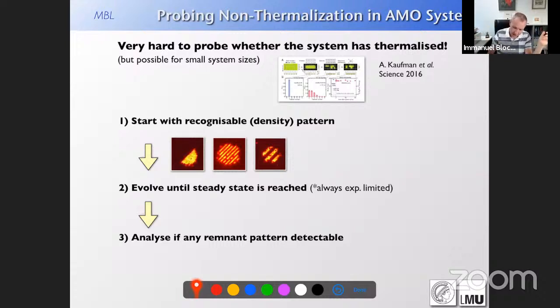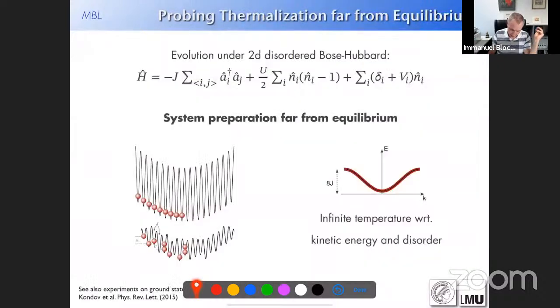Tomorrow, we're also going to discuss how you can measure that the system thermalizes. That's a nice experiment from Marco's group at Harvard that I want to talk about tomorrow.